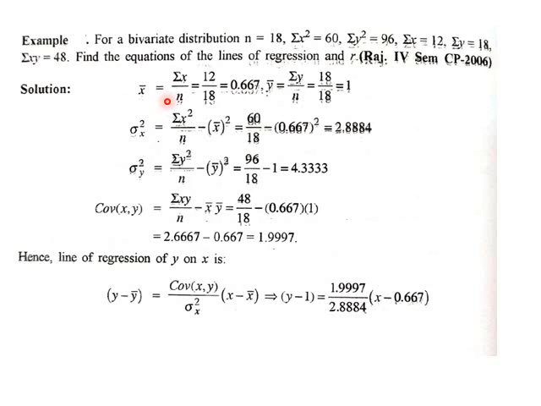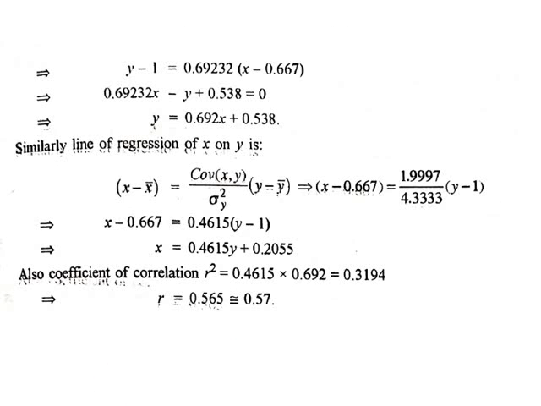Obviously for all those calculations we need the mean. So x bar equals summation x by n, which gives this one, y bar is 1. Sigma x square is the formula of variance, which is 2.8884. Variance of y is this, covariance we can calculate by the formula, and if you put these values, the regression line of y on x is given by this setup. So finally the regression line of y on x is y equals 0.692 x plus 0.538.